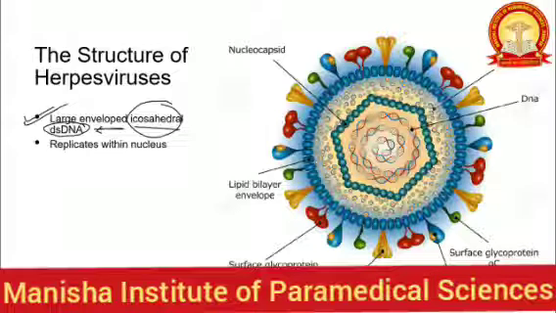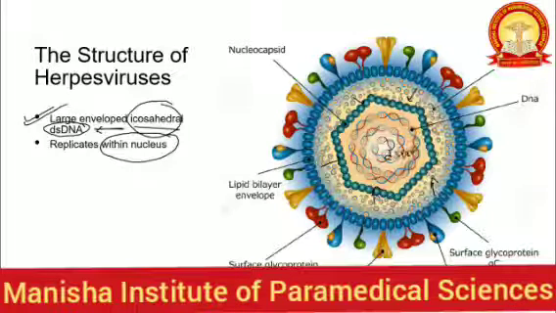But this herpes virus replicates within its nucleus. So this is the nucleocapsid, where we have the icosahedral structure. This icosahedral is the capsid, and inside it we have the double-stranded DNA, and we have the membrane outside. But in the membrane, which contains spikes, we have surface glycoprotein layers, like surface glycoprotein gD, gB, gH, gL and gC.